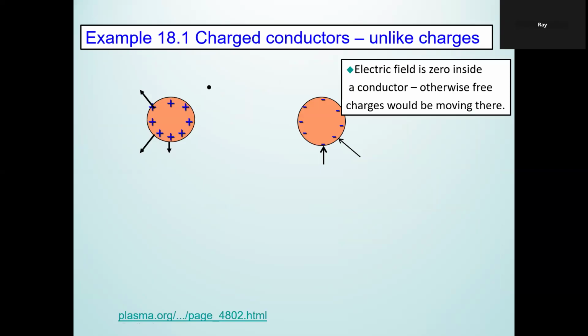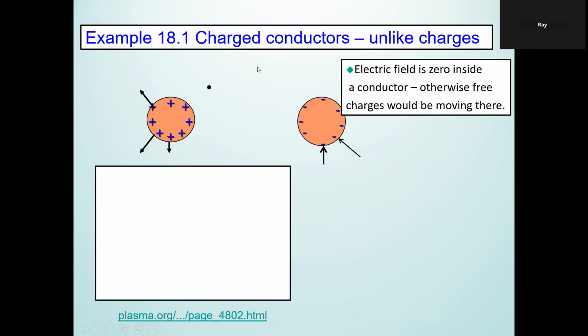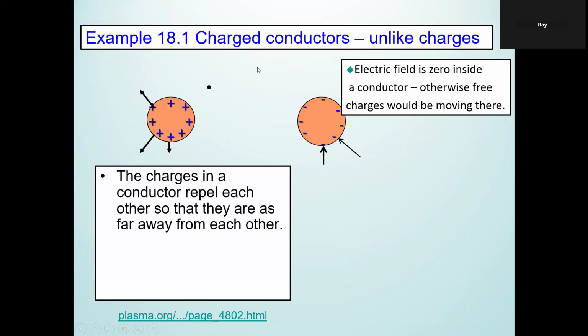Okay, charged conductors. This is a positively charged conductor, and a negatively charged conductor. The electric field is zero inside the conductor. The charge appears on the surface. Same here, no electric field inside the conductor. If there were an electric field, the charge would move. Charges in a conductor repel each other so that they are as far away from each other as possible. On the surface, they are as far away from each other as possible. The charge resides on the surface.